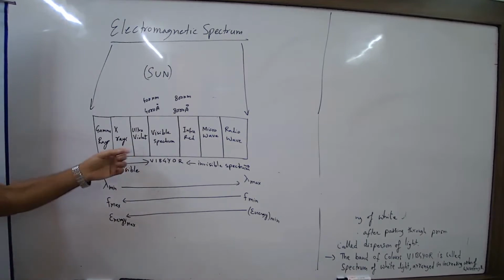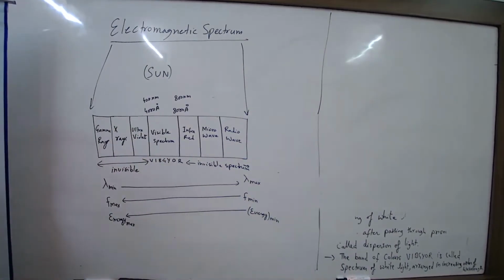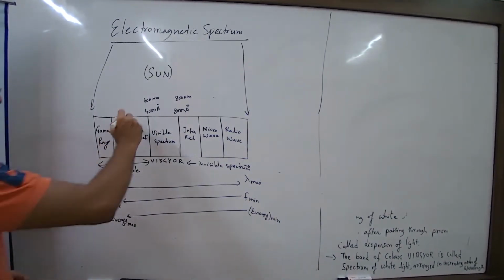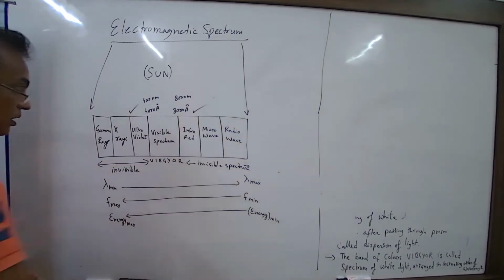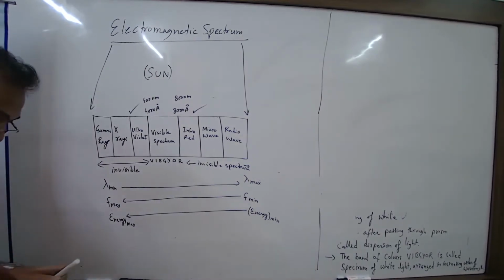Then we have ultraviolet rays, we use it for sterilization. Earlier there was the full electromagnetic spectrum in your syllabus, but now we will be studying the properties and uses of only ultraviolet and infrared rays. And we'll be studying the common properties of all the rays. Okay? Understood?